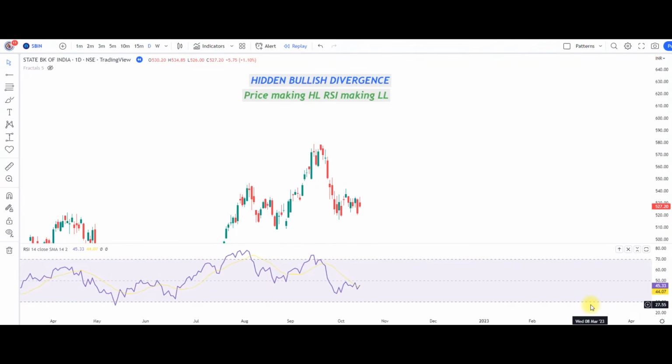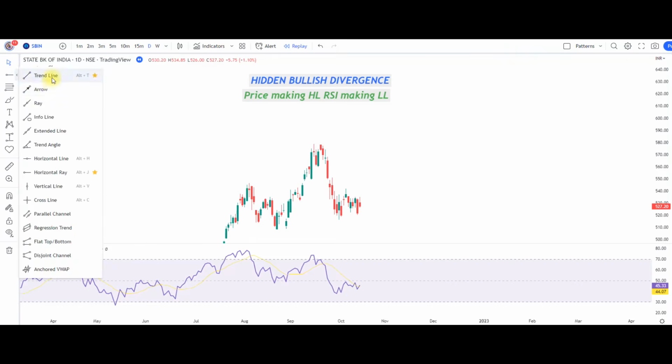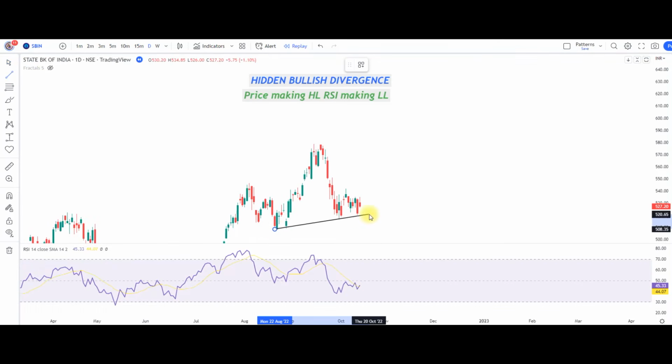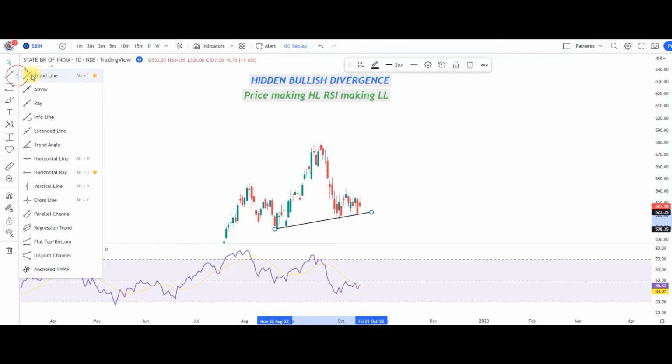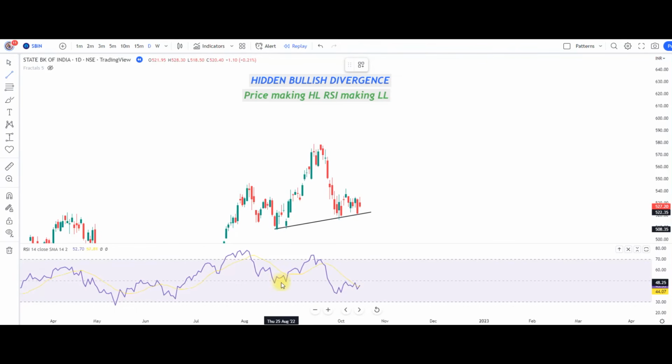We can see an example of the hidden bullish divergence, which means price is making higher lows and RSI is making lower lows. The chart I have taken is the State Bank of India, and it is a daily time frame chart. Here I am connecting the swings from here to here, meaning these are the higher lows, and we will connect the RSI also. RSI is making lower lows.